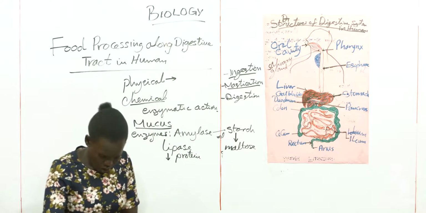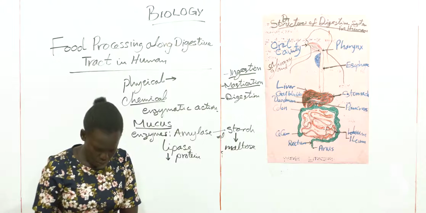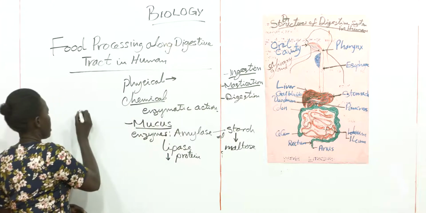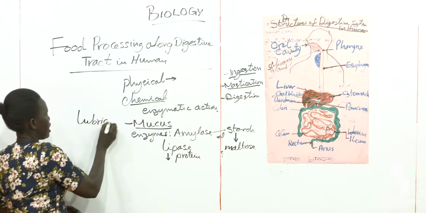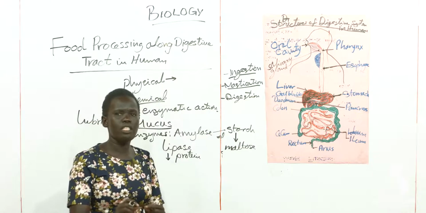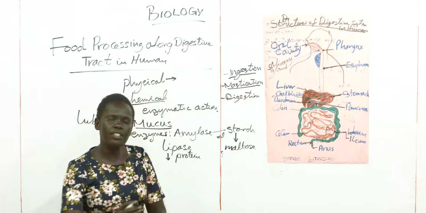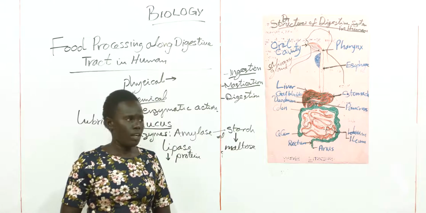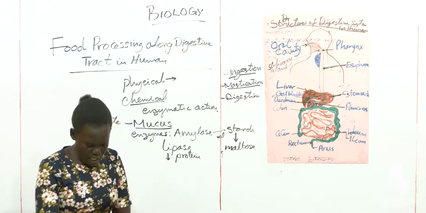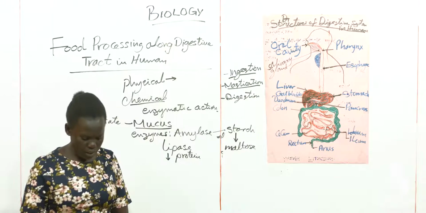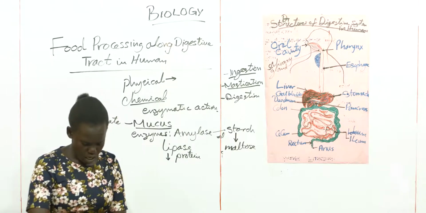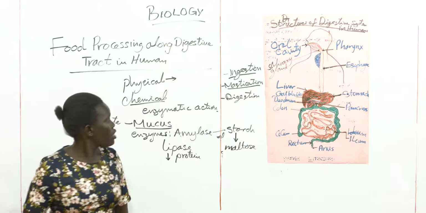The mucus itself lubricates the food. The food becomes greasy or oily to facilitate its passing along the alimentary tract. Then when the food is moistened, mixed with saliva and lubricated, the food leaves the mouth.